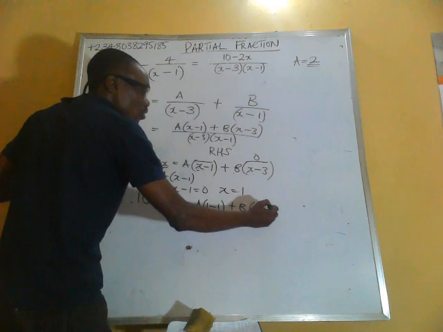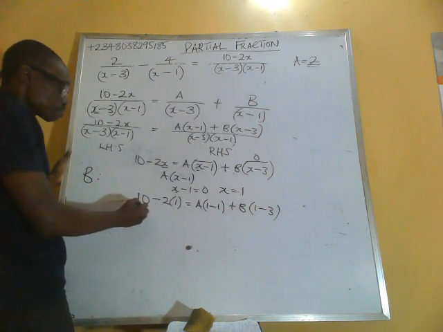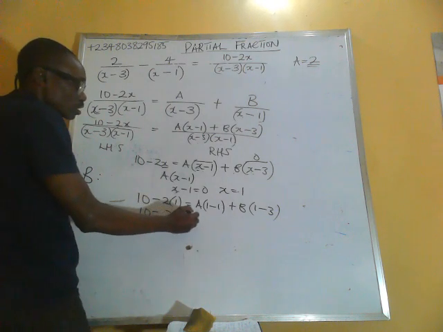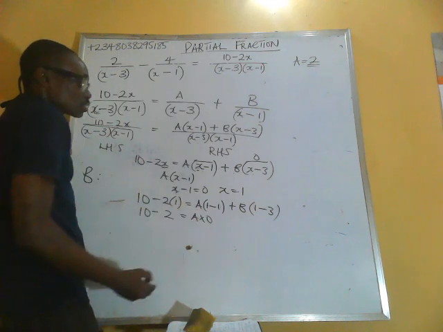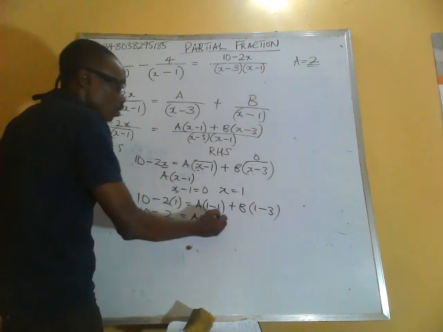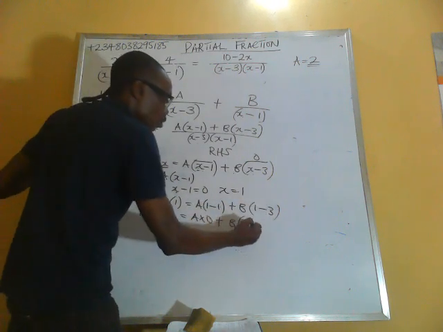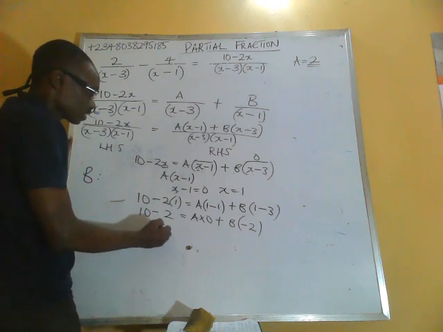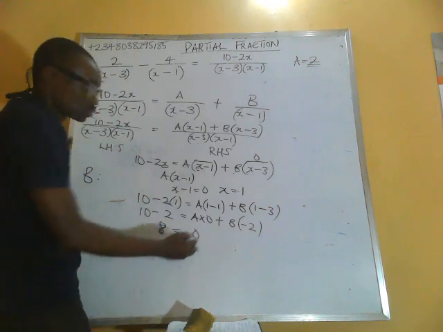1 minus 3. So at the end of the day, this is 10 minus 2 times 1, 2. This is a, 1 minus 1, 0. So this is going to be times 0, plus this is b. 1 minus 3 is what? Minus 2. So 10 minus 2 is what? 8. Equals to 8 times 0, 0.